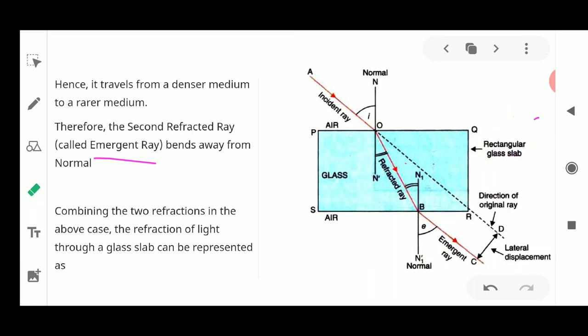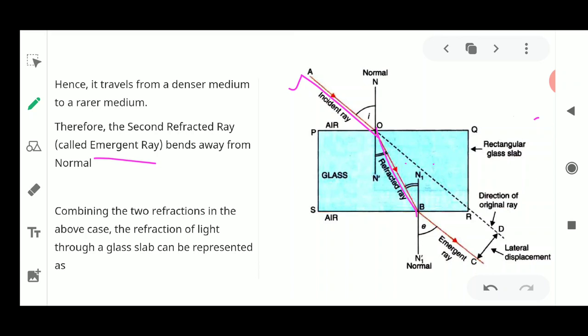Here again we see this red line which is the incident ray, which is coming and striking the surface of the glass. As it is a plain glass, a surface having different density, it is going to bend towards the normal. Why? Because the speed of light is getting decreased.